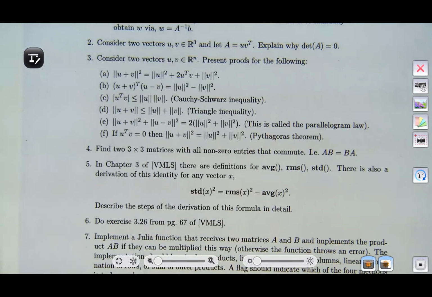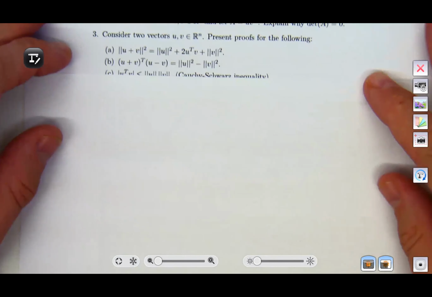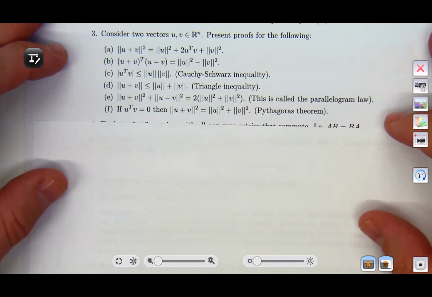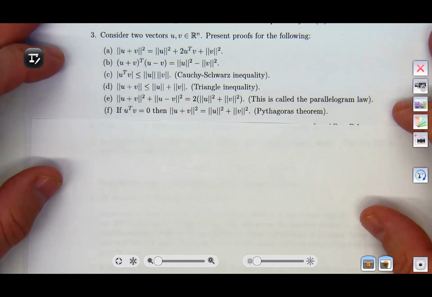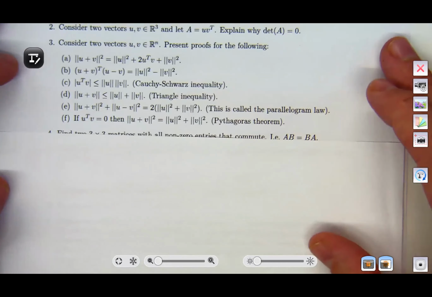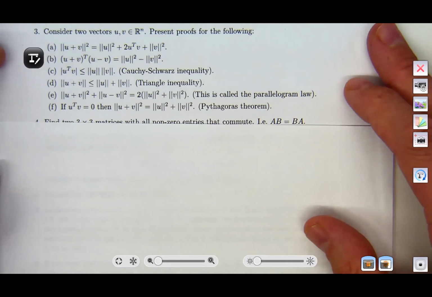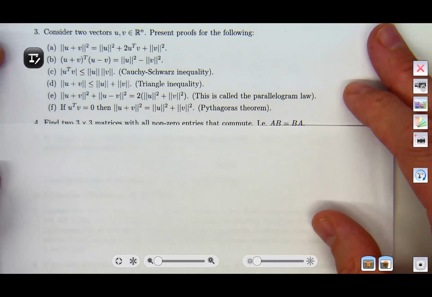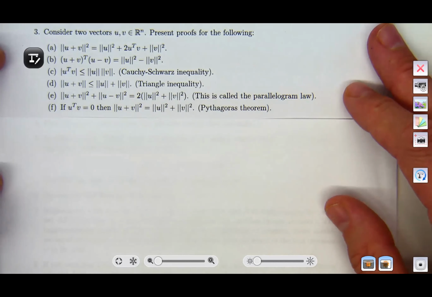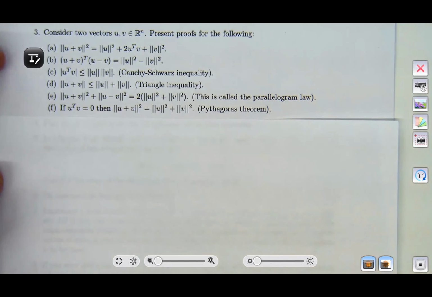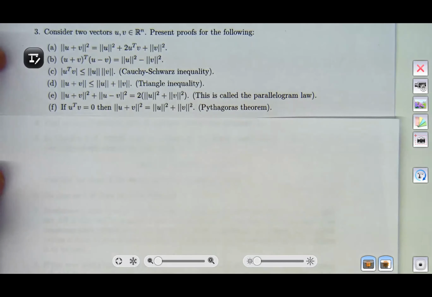Okay, so let's have a look at the next one then. All right, so here we have a bunch of things. So 6 different proofs to do. Okay, so that looks a little bit scary, but it's really not as bad as you might first think. All right, so don't fear. You should be able to get this one successfully. All right. Now that's not a guarantee, but it's not that bad.